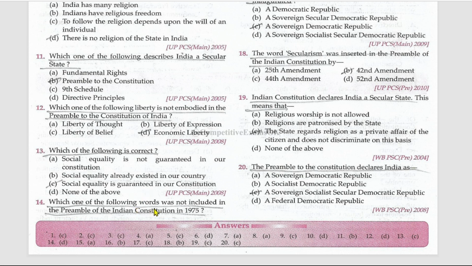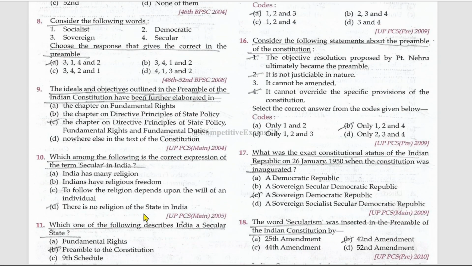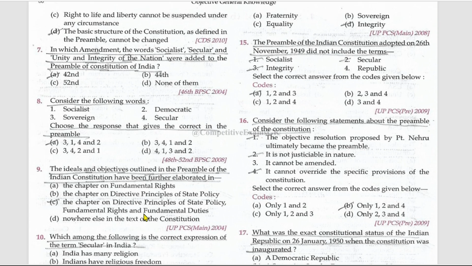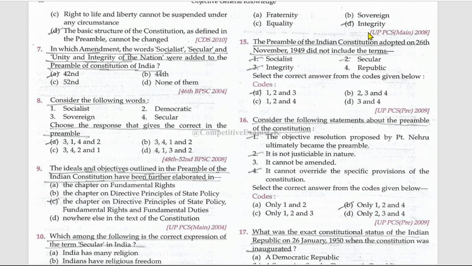Which one of the following words was not included in the preamble of the Indian Constitution in 1975? Integrity. Other three are included. The preamble of the Indian Constitution adopted on 26th November 1949 did not include the terms socialist, integrity, and secular. These were included under the 42nd Amendment Act in 1976.